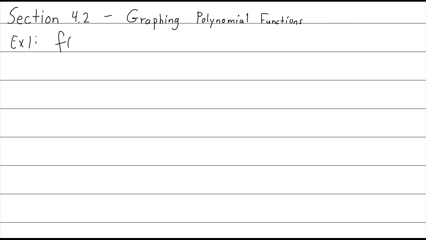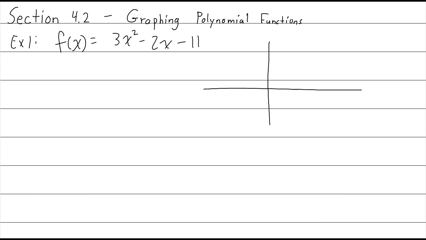Here's a function, f of x equals 3x squared minus 2x minus 11. I don't know much about this graph. I do know that it's squared, so it's a parabola. It's going to look something like this, right? But without solving this, I don't know where these points are. I might have a good idea of where they might be, but I don't know where they are.